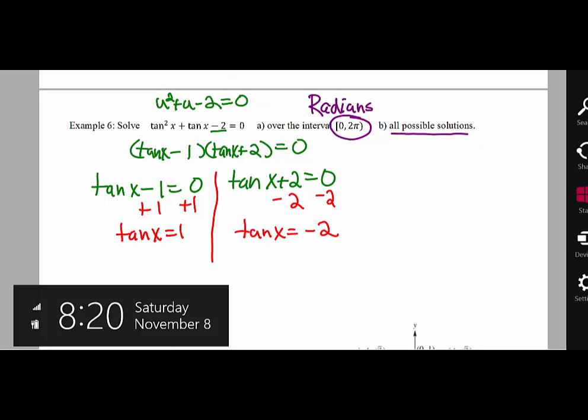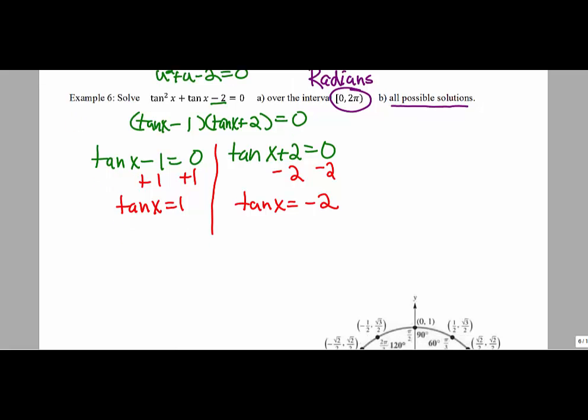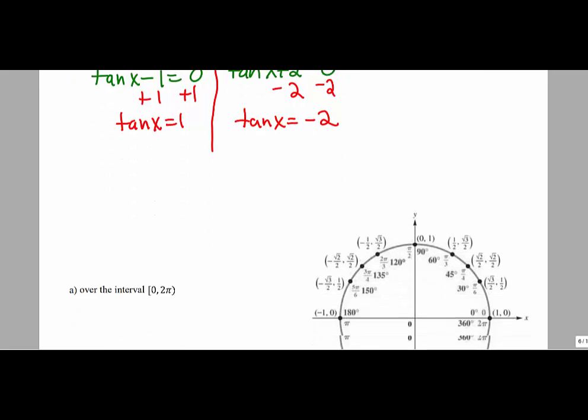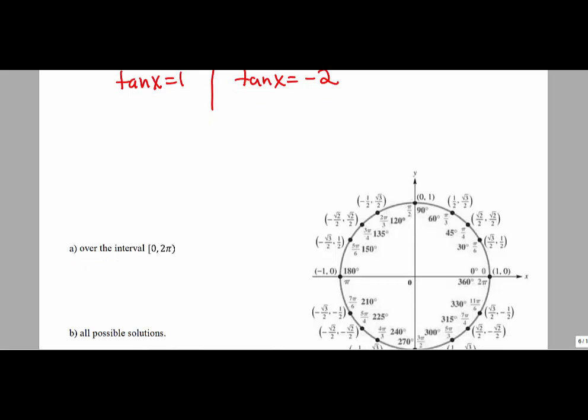Now, working with our unit circle, we're looking for tangent x is equal to 1. We're looking in quadrants 1 and 3, and we're looking for the places where x and y are exactly the same. So remember that tangent x is sine divided by cosine, or y divided by x. And if I take the y value and divide it by the x value, if those x and y values are the same, then we get positive 1.